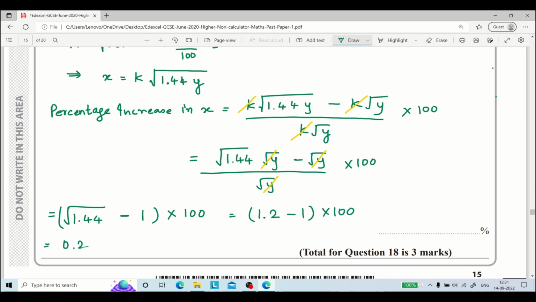That is 0.2 into 100. That is how much? 20%. That is your percentage increase in x. I hope you have understood.